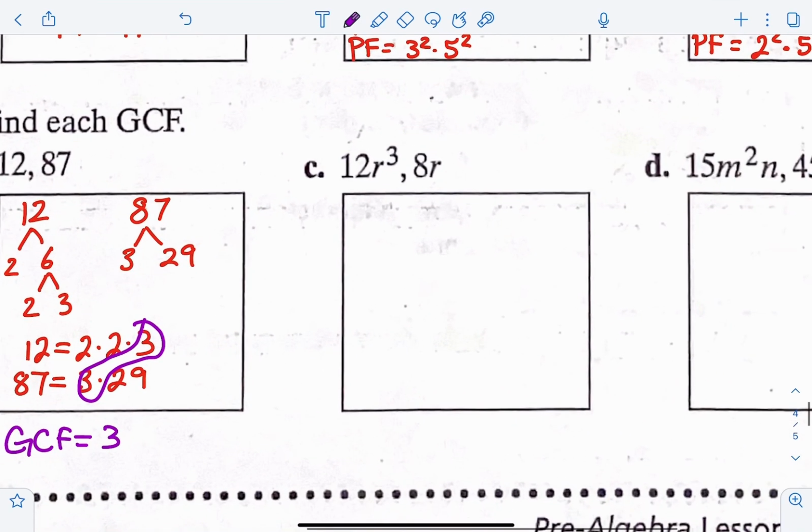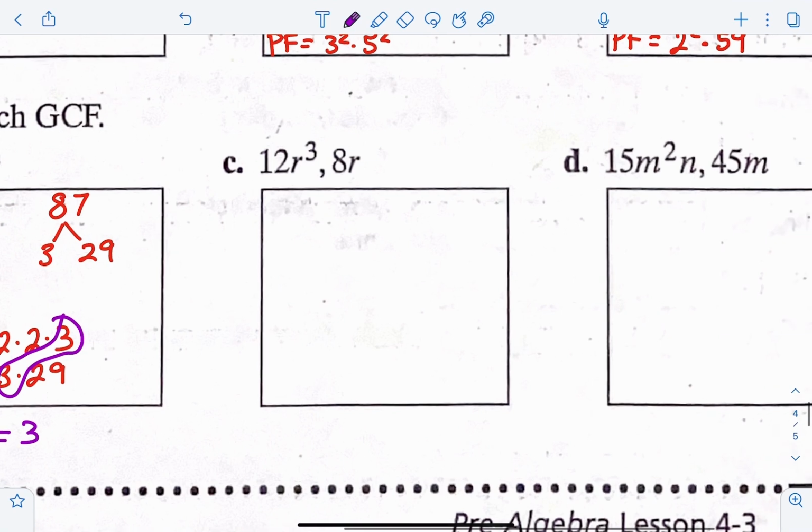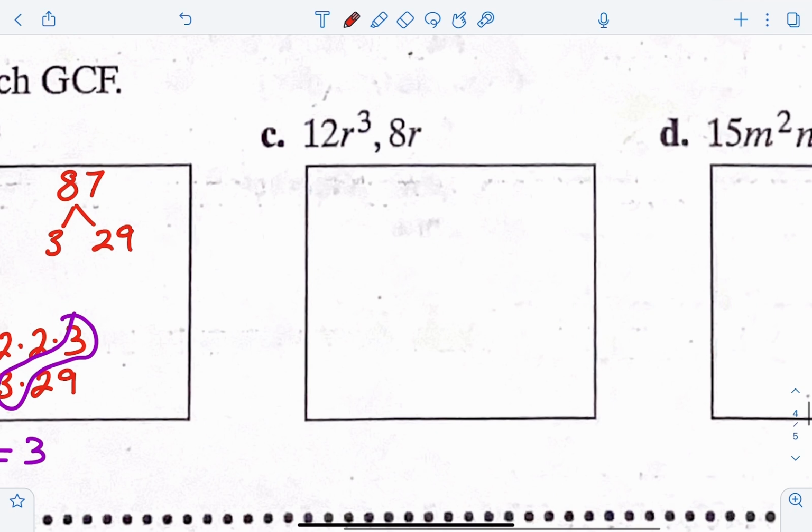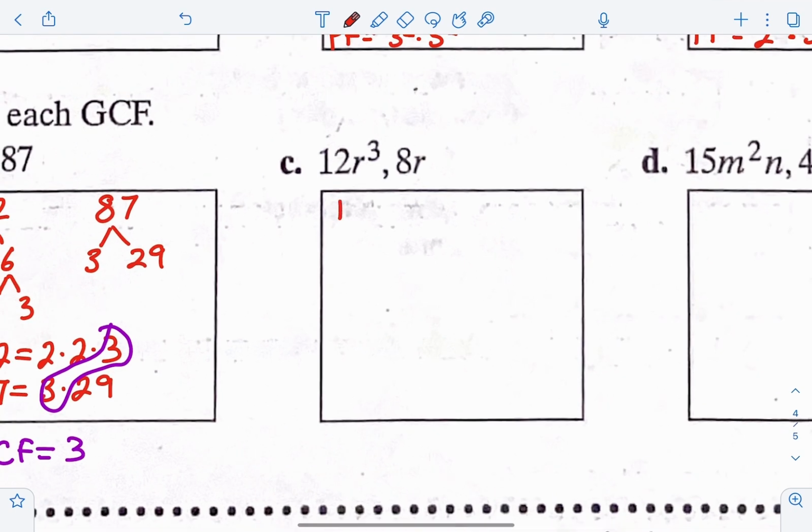All right, let's do C together. So for the trees, we just use the numbers, right? So we're going to have 12, which breaks apart to be 2 and 6. 6 breaks apart to be 2 and 3. Then we're going to do a tree for 8, 2 and 4, 2 and 2. Then we have to remember the letters when we're writing our prime factor form down here.